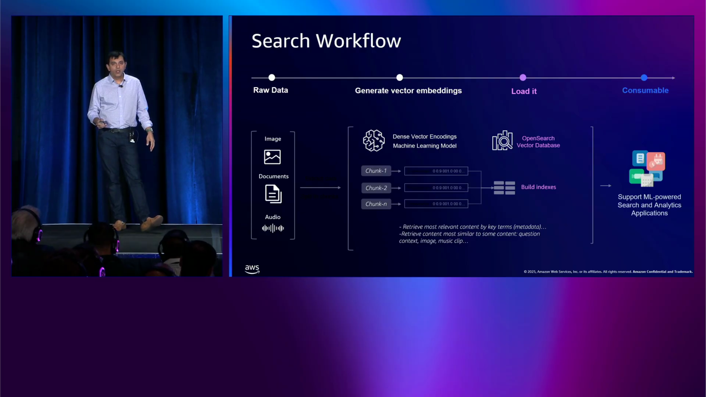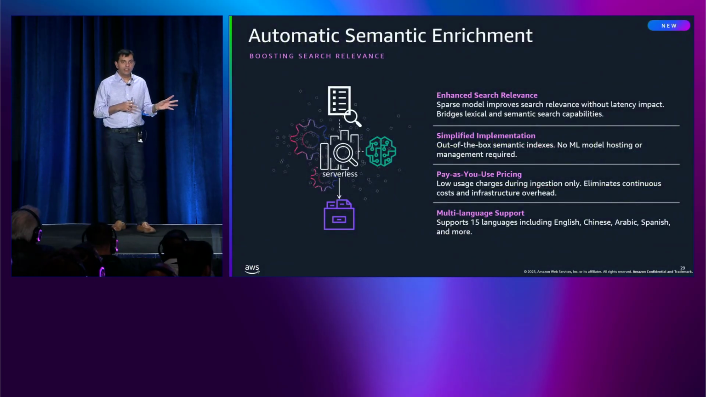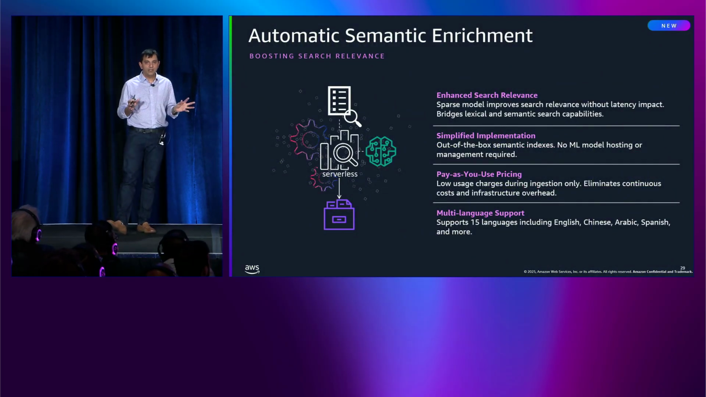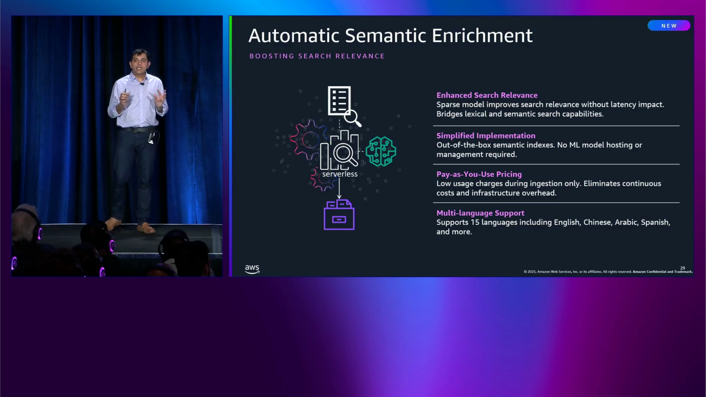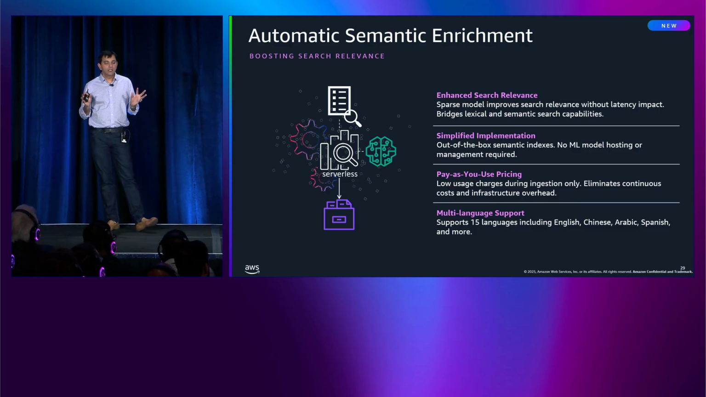So one of the things we launched pretty recently was automatic semantic enrichment. Think of it as an out-of-the-box semantic search and hybrid search capability for your use case. In this case, you are simply sending your documents to OpenSearch. In the background, we are using a sparse neural model that we host and manage, and we generate the vector embeddings and the semantically enriched documents that we store along with your data.